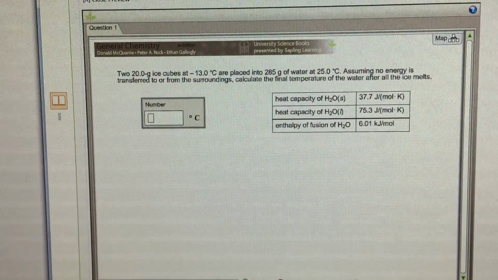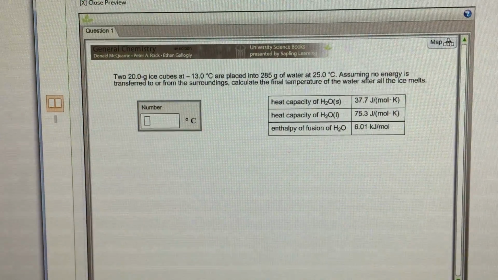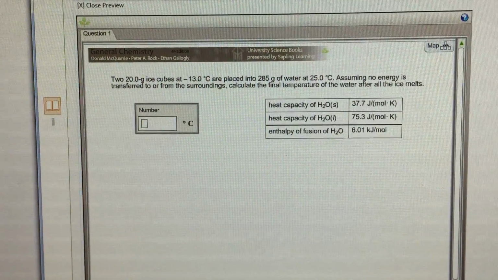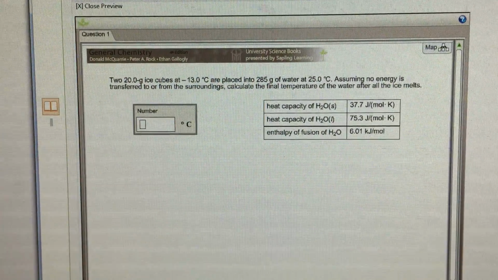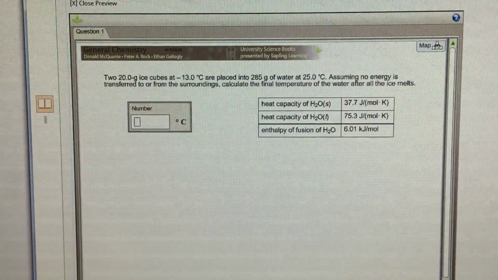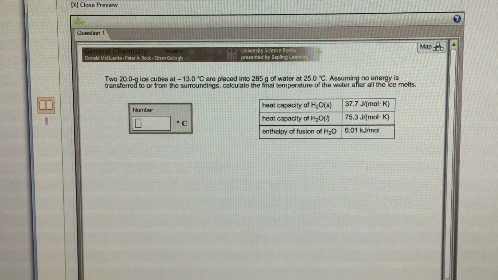Alright class, so this is the video explanation for this Sapling question. And this is a great problem. I think it's very difficult. I think there's a lot of really great stuff going on in it. And really, you should all strive to completely understand this question.